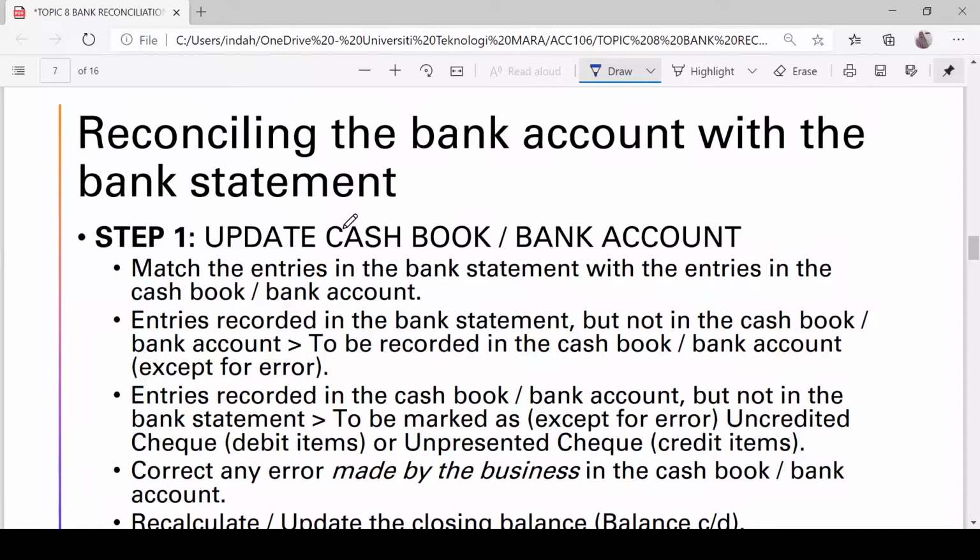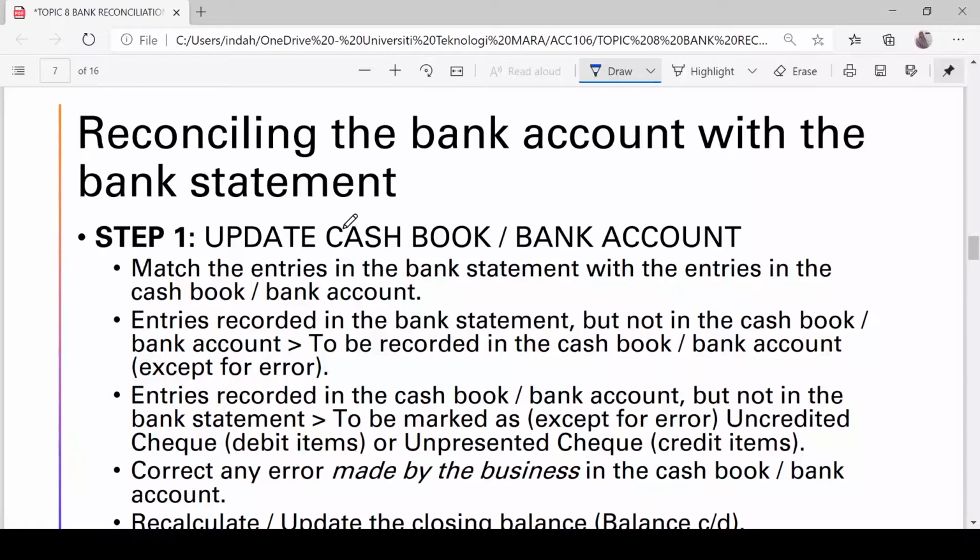You match the debit column in your cash book or in your bank account with the credit column in the bank statement. Why? For the credit column, or credit side, of the cash book or bank account, you compare with the debit column of the bank statement. So you are going to do this one by one. You're going to match the entries in the bank statement with the entries in the cash book or bank account.